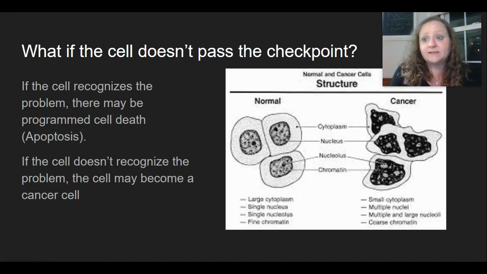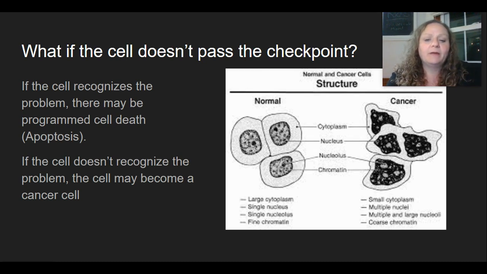Let's say that the cell doesn't pass the checkpoint, that there's a problem. And if the cell recognizes that there's a problem, then what might end up happening is something called apoptosis, which is programmed cell death. If the cell doesn't recognize the problem, primarily because the problem may be in that protein, one of those cyclin proteins, then ultimately it's going to continue to go, even though there's mistakes.